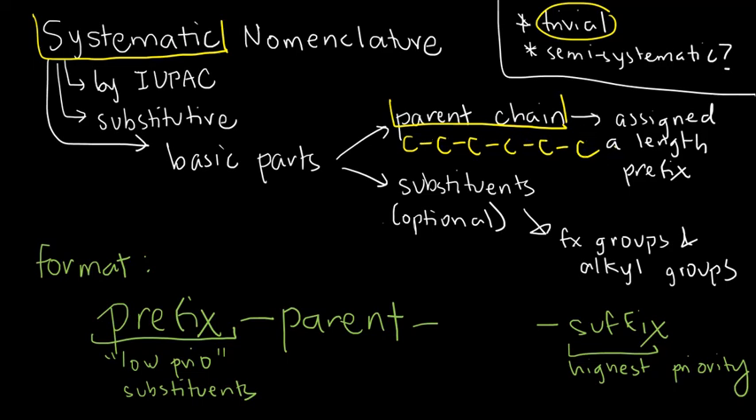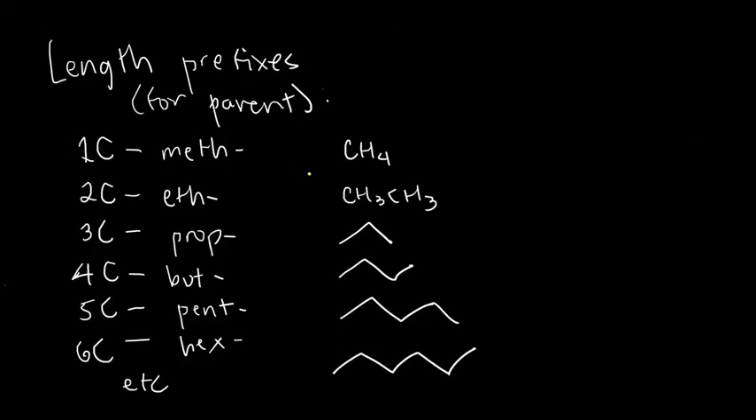And therefore, when we talk about parent, it's inevitable that we talk about length or number of carbons, so we use prefixes to denote that. And this should be very familiar. Meth, eth, prop, but. For example, if I have alkanes, we have here methane. If I have 2 carbons, I have ethane. If I have 3 carbons, propane, so on and so forth.